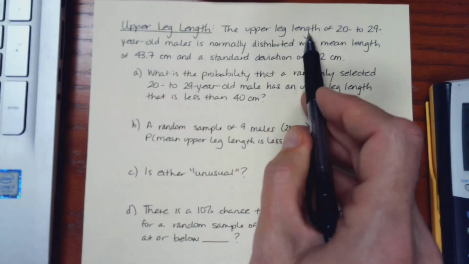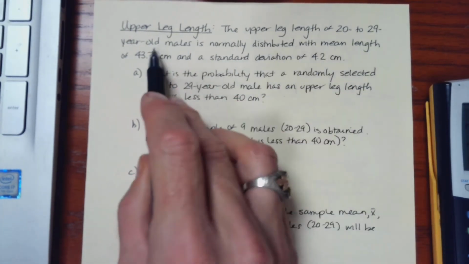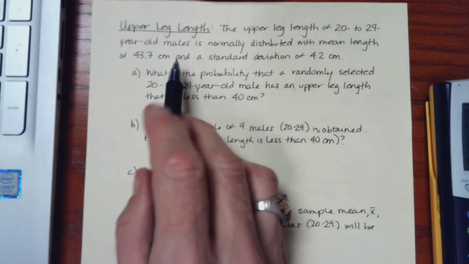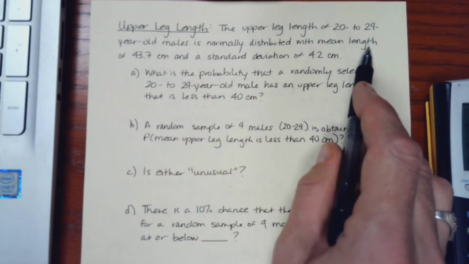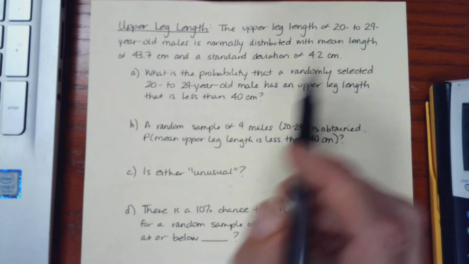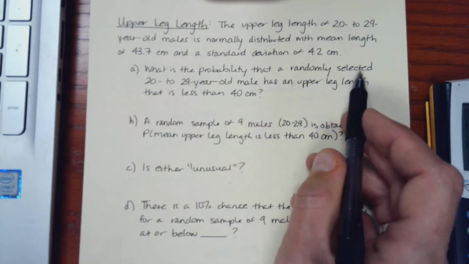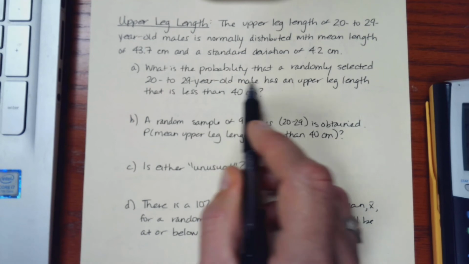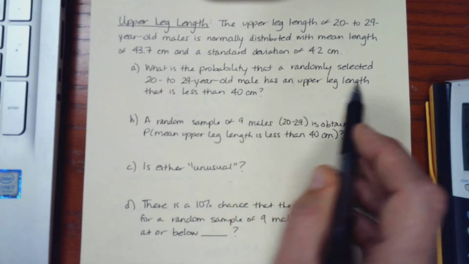All right, let's do one more example. The upper leg length for males who are between 20 and 29 is normally distributed with a mean length of 43.7 centimeters and a standard deviation of 4.2 centimeters. What is the probability that a randomly selected 20 to 29-year-old male has an upper leg length less than 40?